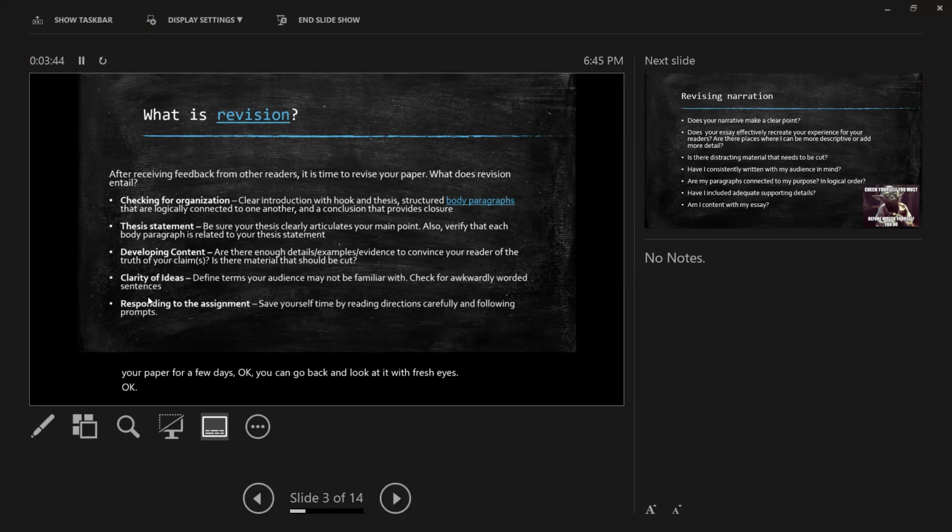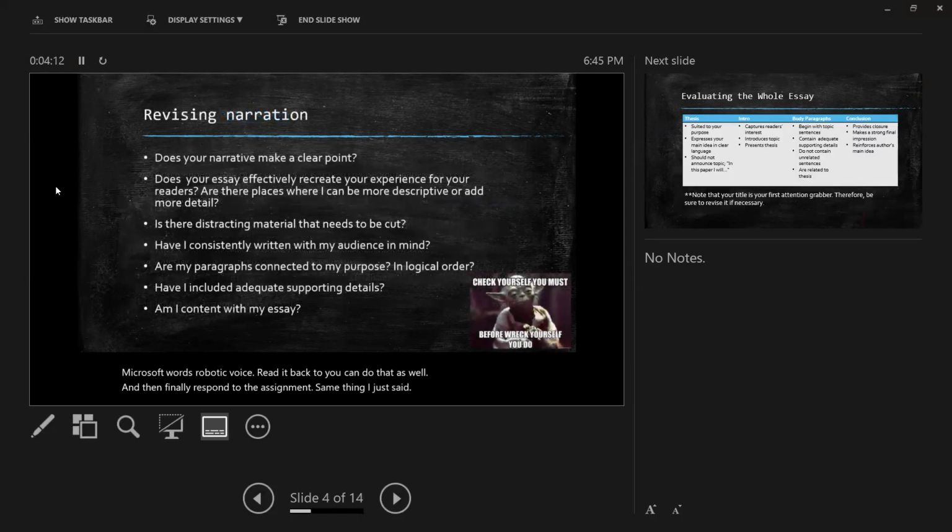And then read it out loud to yourself, see how it sounds. Or better yet, if you have somebody you trust, read it out loud to them. Or, if you want to have Microsoft Word's robotic voice read it back to you, you can do that as well. And then finally, respond to the assignment, same thing I just said.